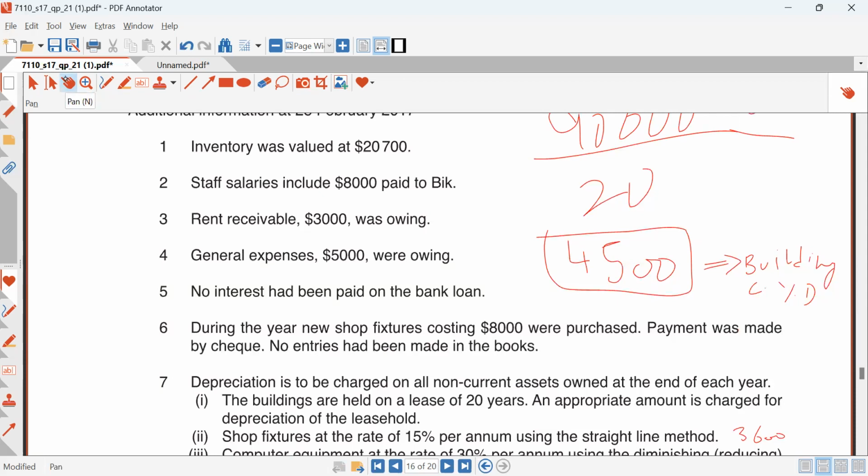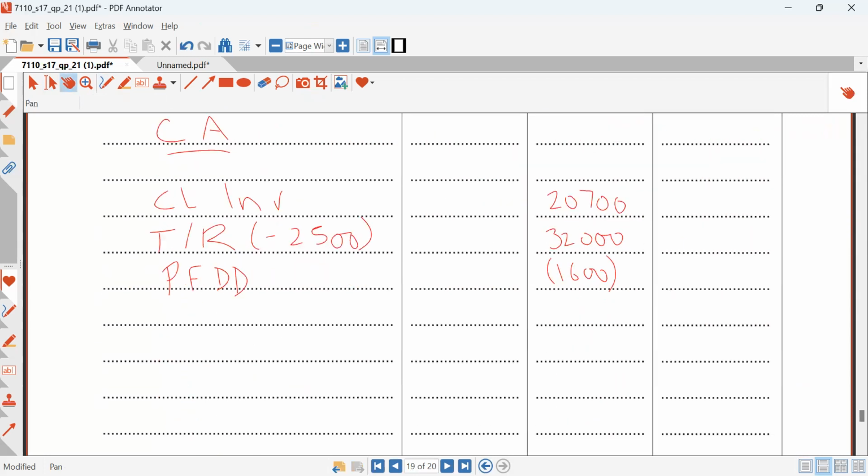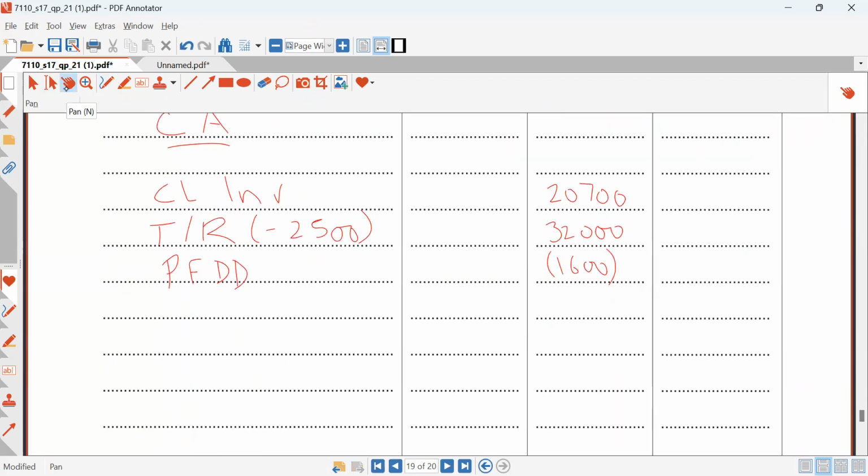Rent receivable 3000 was on. This basically means that this is our receivable. We have to receive rent. This is another asset. This one is our current asset because we have to receive rent. We don't have to pay rent, we have to receive rent from someone. So that's our current asset. Other than that, I don't think there is any other adjustment.